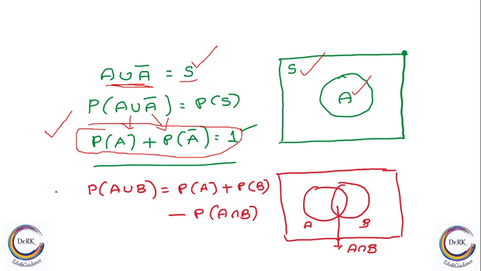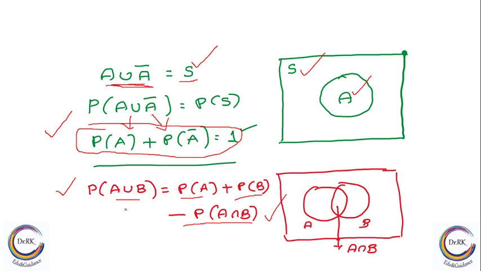One more important relation, which we are going to use regularly when we solve numericals, is P of A union B equals P of A plus P of B minus P of A intersection B. This is called the principle of inclusion and exclusion.